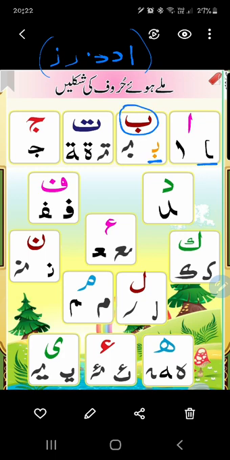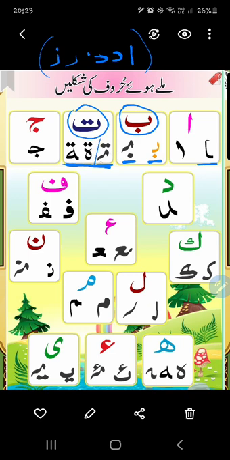This is a ba in the beginning. This is also a ba, and we notice that there is one dot under. So the main part of the ba is the dot that is under. Then we have two dots on the top, and that is a ta. And these are the different ways that the ta is sometimes written.